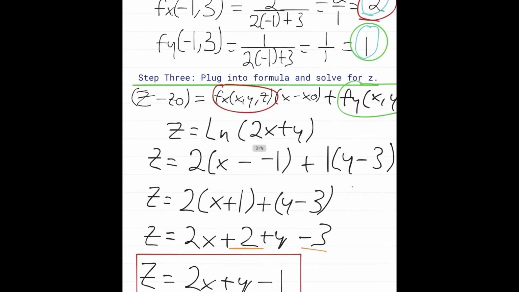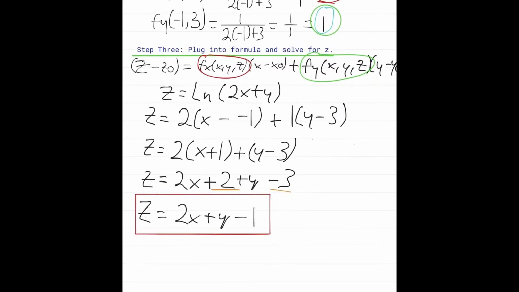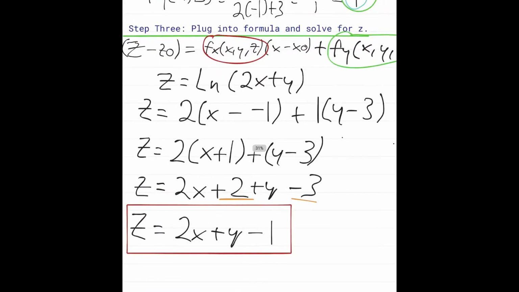Step 3, we plug into the formula and we solve for z. And we got that z is equal to 2x plus y minus 1.